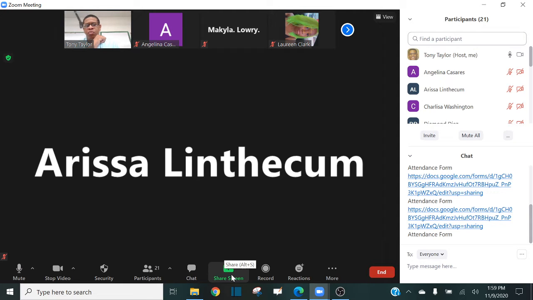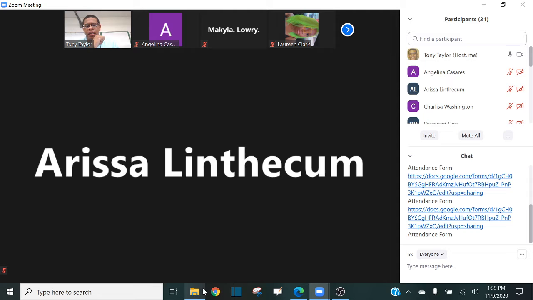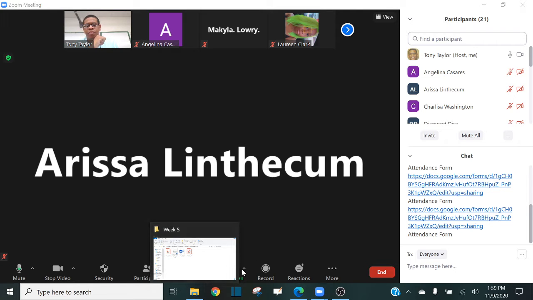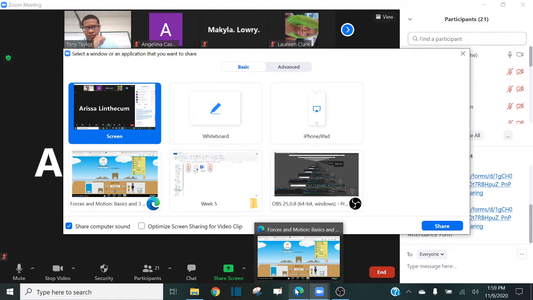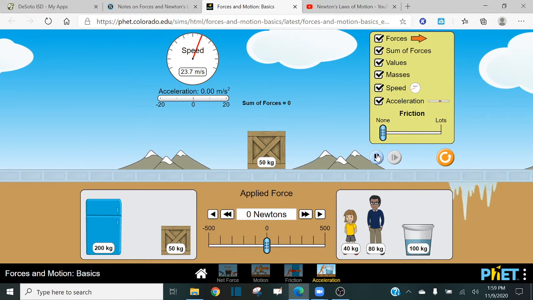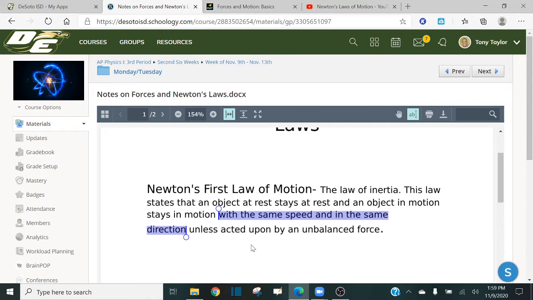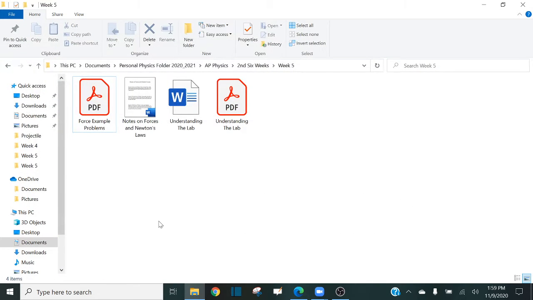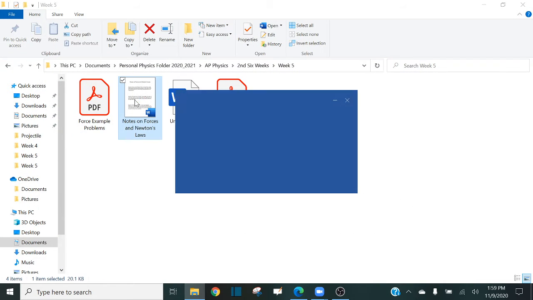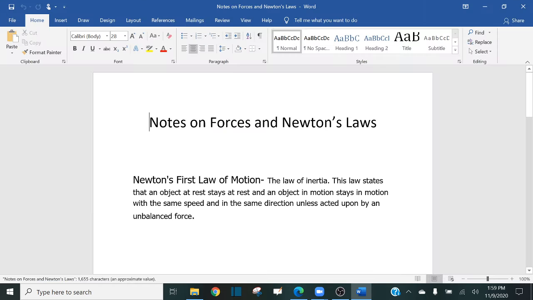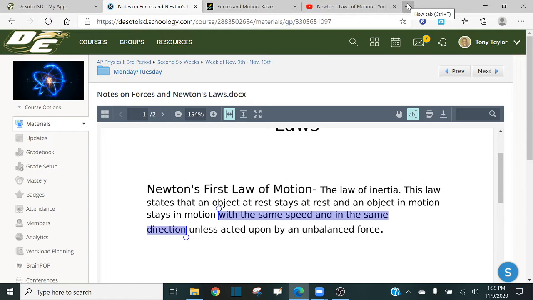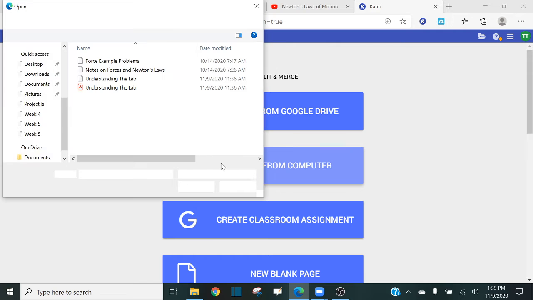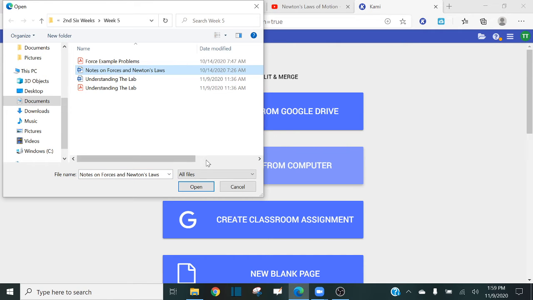Now, moving on to Newton's second law. Let me go back to my notes here. Guys, give me just a second while I pull up these notes in Kami. That way I can write on them.